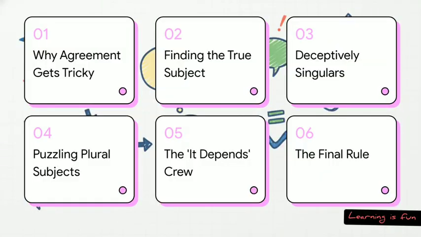So here's how we're going to break it all down. First, we'll look at why this gets so tricky. Then we'll learn how to find the real subject. We'll check out some sneaky singular words and some puzzling plurals. Then we'll tackle the really weird it depends cases. And we'll wrap it all up with one final, simple rule to remember.